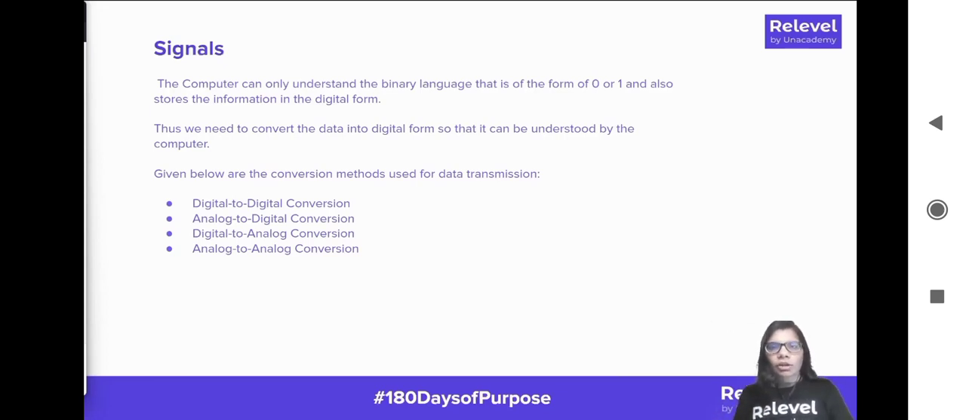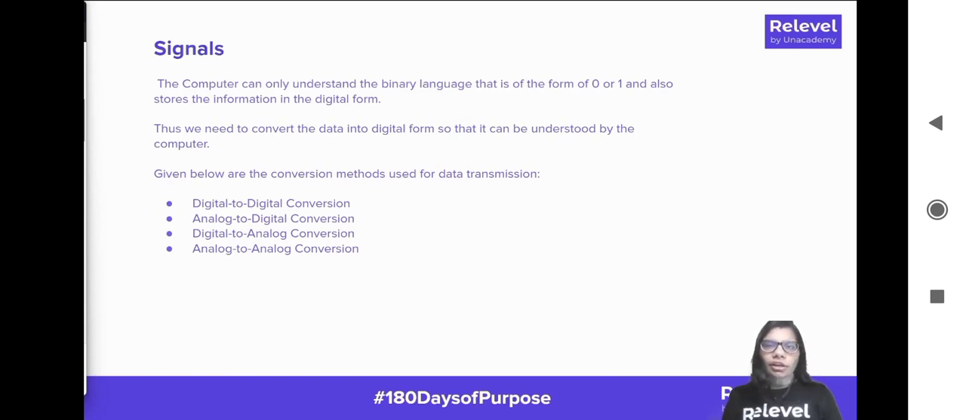Similarly, another filter is the low pass filter. Low pass is a filter that passes low frequency signals. So when digital data is converted into a band pass analog signal, it is called digital to analog conversion. When a low pass analog signal is converted into a band pass analog signal, it is called analog to analog conversion.